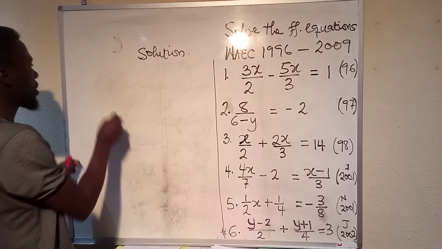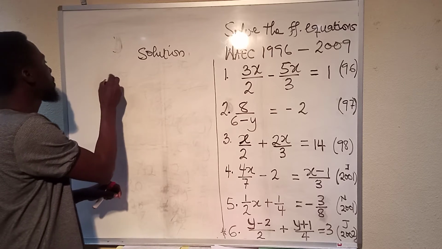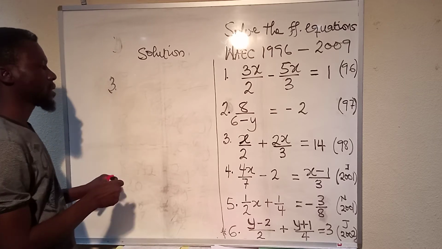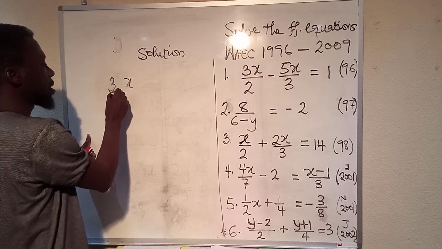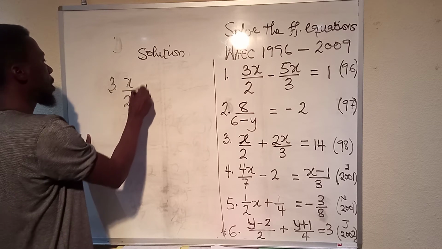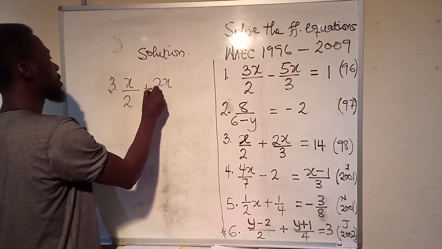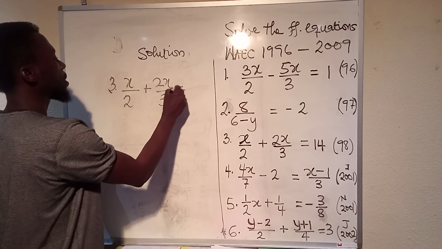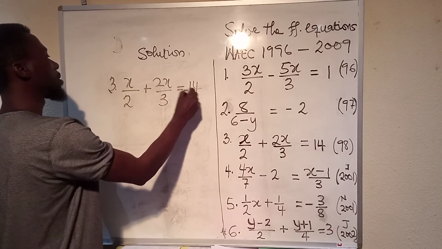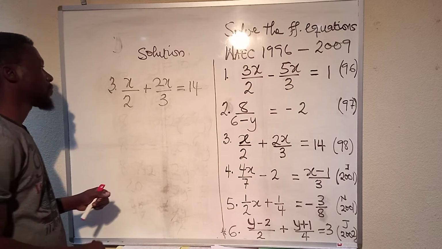So let's look at question 3. 3 says that we have, that is the year 1998, x out of 2 plus 2x out of 3. This is equal to 14. All right. So this is equal to 14.